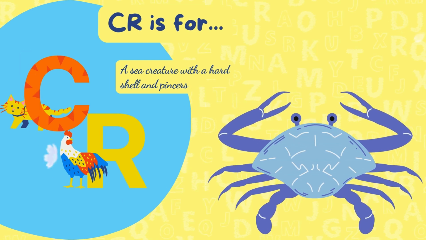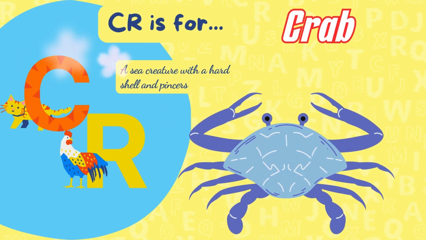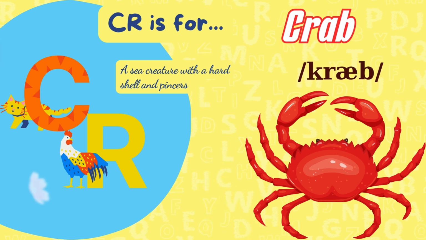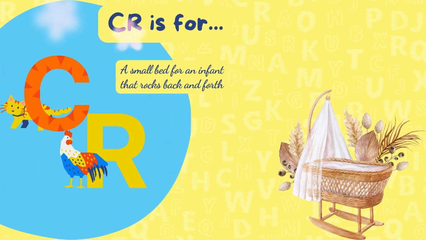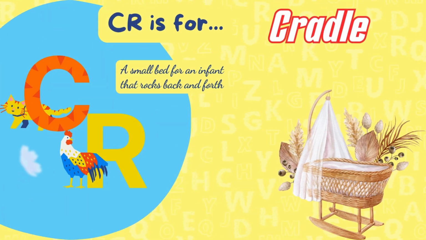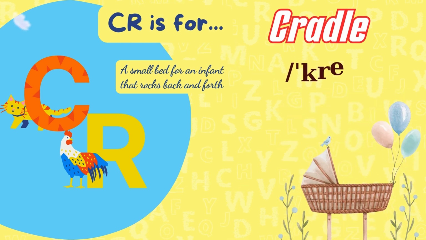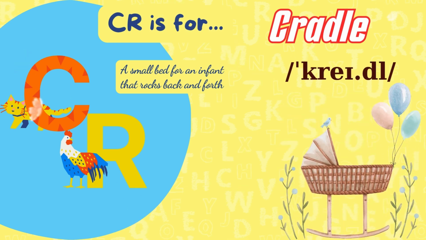CR is for crab. Crab. Repeat after me. Crab. Crab. CR is for cradle. Cradle. Come on, let's say it together.